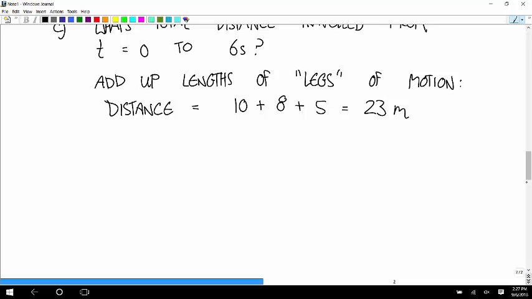Any other questions about that? Displacement and distance? So, like I said, in physics, we're not going to use distance. I'm just giving these relationships because distance is something that you are used to talking about and thinking about.